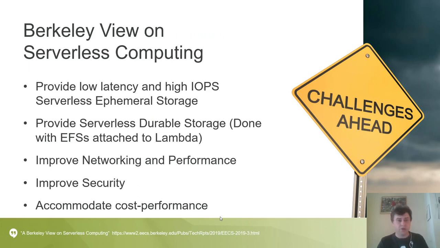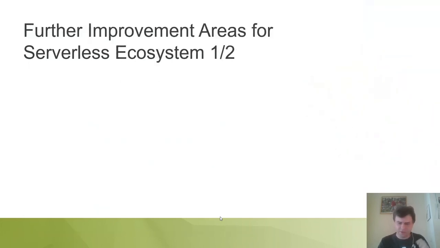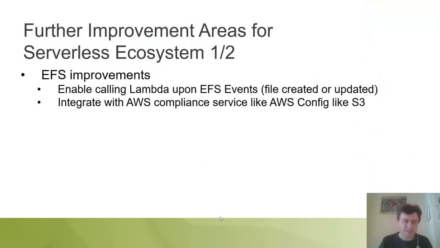But there are also further improvement areas. From my personal perspective, only to mention Elastic File System. Yeah, it's currently available for Lambda, but it's not a match for S3. S3 is natively integrated, and you can fire events if a new file is created on S3 or even updated, so you can call Lambda. It's not possible with Elastic File System. Sometimes you need all those use cases.